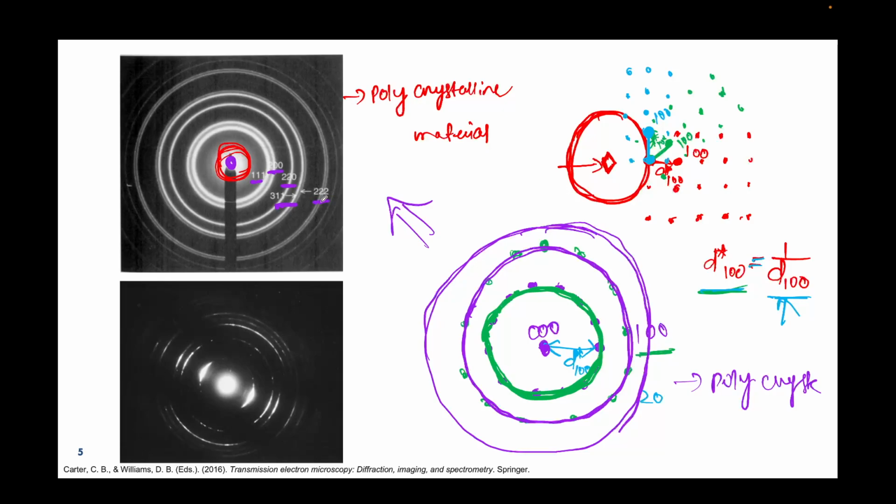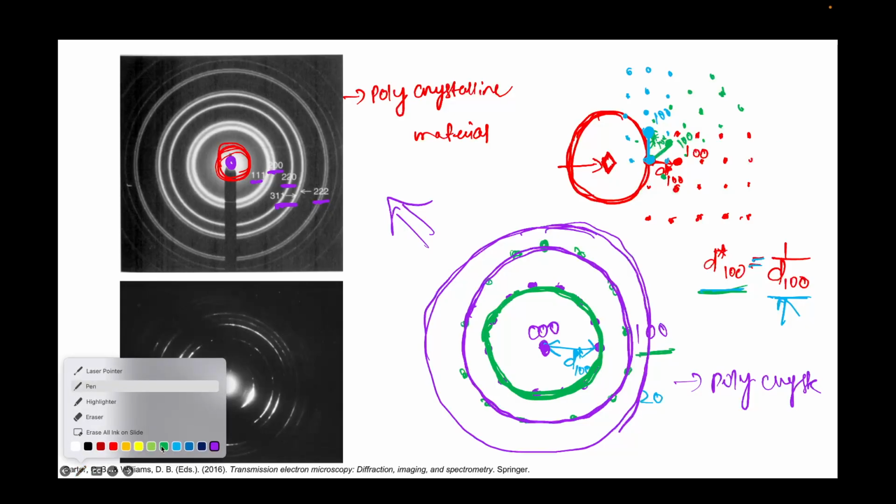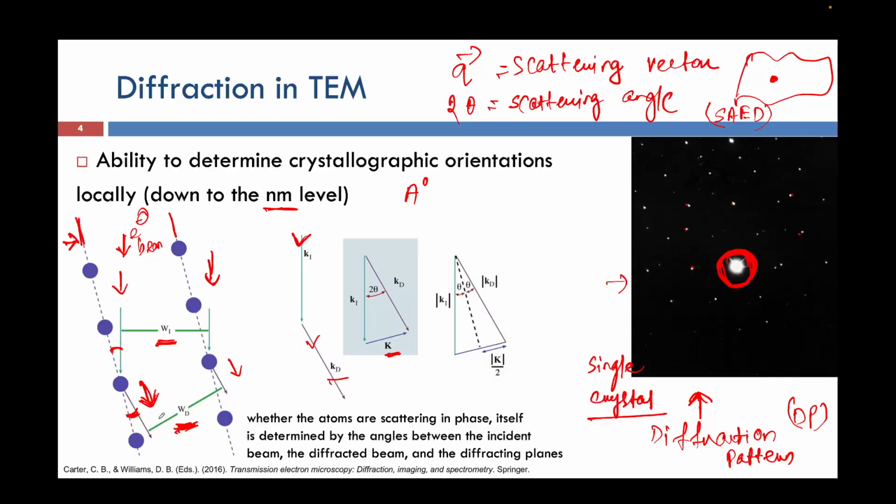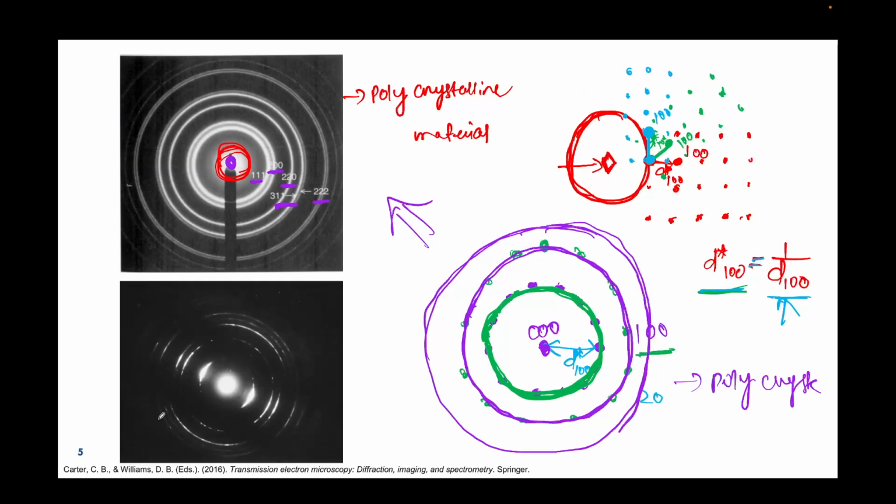How are we able to index those planes? This is the difference between a single crystal and a polycrystal. Here is one interesting thing which I forgot to tell about the X-ray diffraction pattern. This is the ultimate diffraction, right? That means if a polycrystalline material is there, we should be able to get this kind of diffraction, right?